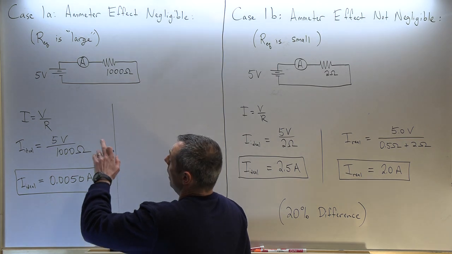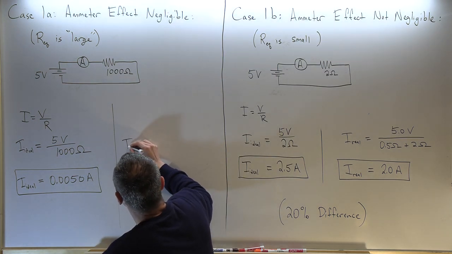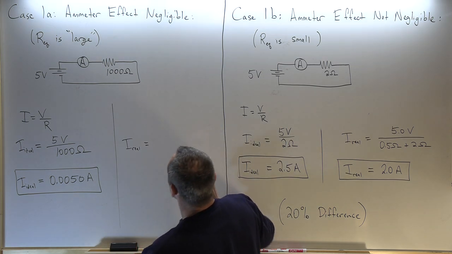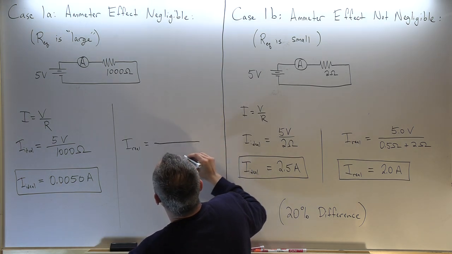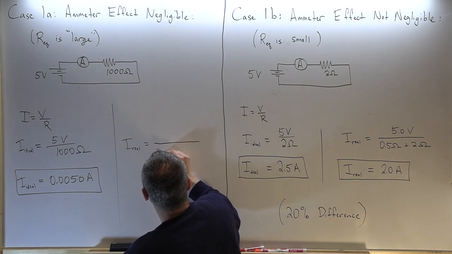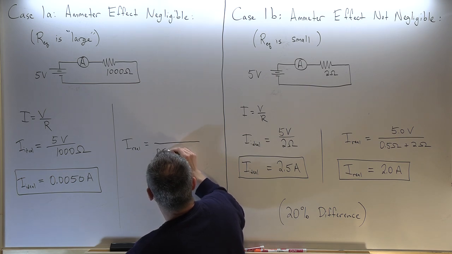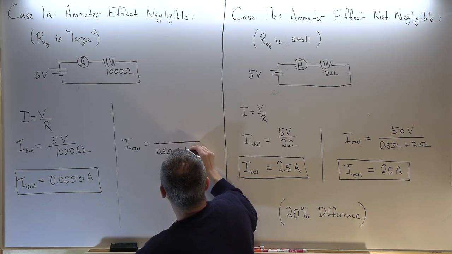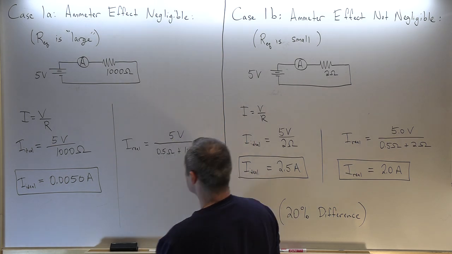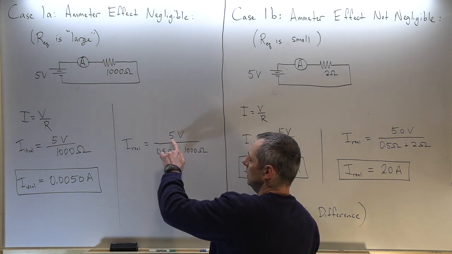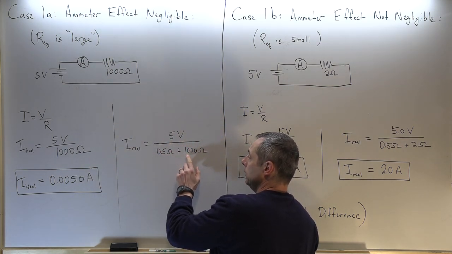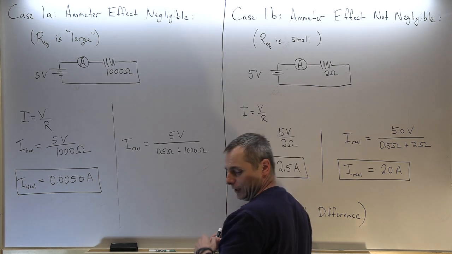So this says I ideal, the ideal current. What I'm going to do now is calculate what the current is for real. I could have written the word actual, but it takes up too much room. So I'm just going to say the real current is, well, we've got 2 resistors here: the ammeter, 0.5 ohms, plus the 1,000 ohms, 5 volts. Now when we're dividing this, instead of dividing 5 by 1,000 like over here, we're dividing 5 by 1,000.5. It's not going to make much of a difference.